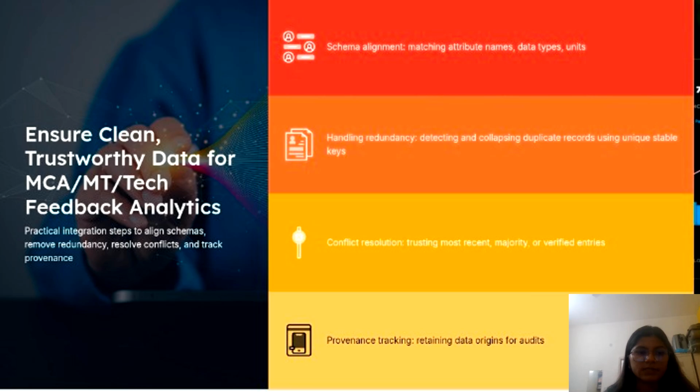Ensure clean, trustworthy data for MCA and MTech feedback analytics. Practical integration steps: align schemas, remove redundancy, resolve conflicts, and track provenance. Schema alignment means matching attribute names, data types, and units. Handle redundancy by detecting and collapsing duplicate records using unique, stable keys. Conflict resolution means trusting the most recent, majority, or verified entries. Provenance tracking retains original data for audits.